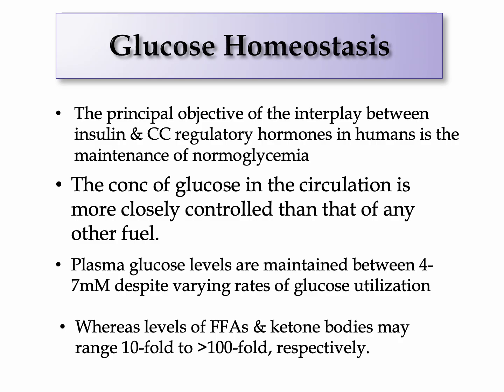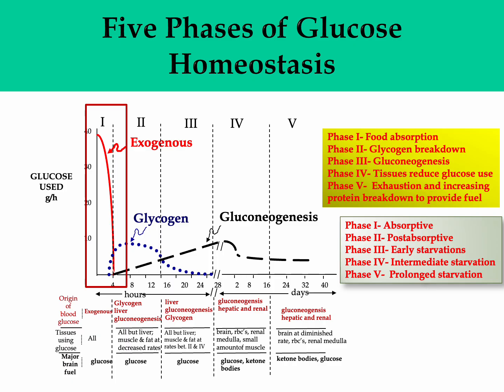Now, glucose homeostasis aims to keep blood glucose level stable within a narrow range through a balanced action of insulin and these counter-regulatory hormones. Glucose concentration is more tightly regulated than any other fuel, while free fatty acids and ketone bodies vary widely in the bloodstream. Okay, now we're ready to discuss the 5 phases of glucose homeostasis.